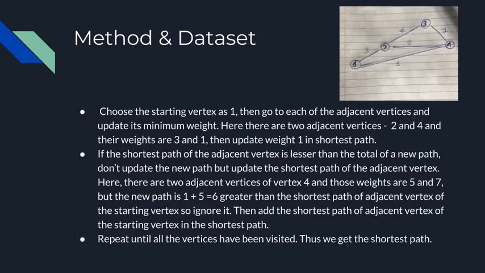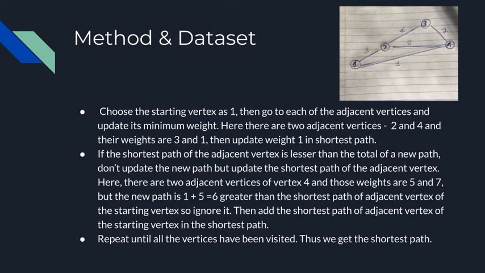We choose the starting vertex as 1, then go to each of the adjacent vertices and update its minimum weight. Here there are 2 adjacent vertices, 2 and 4, and their weights are, let's say, 3 and 1 respectively. Now we update weight 1 in the shortest path. If the shortest path of the adjacent vertex is lesser than the total of a new path, we don't update the new path, but we update the shortest path of the adjacent vertex.